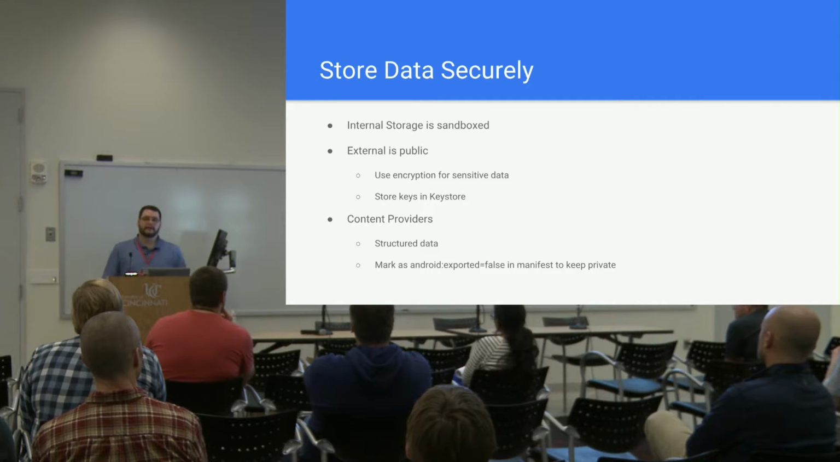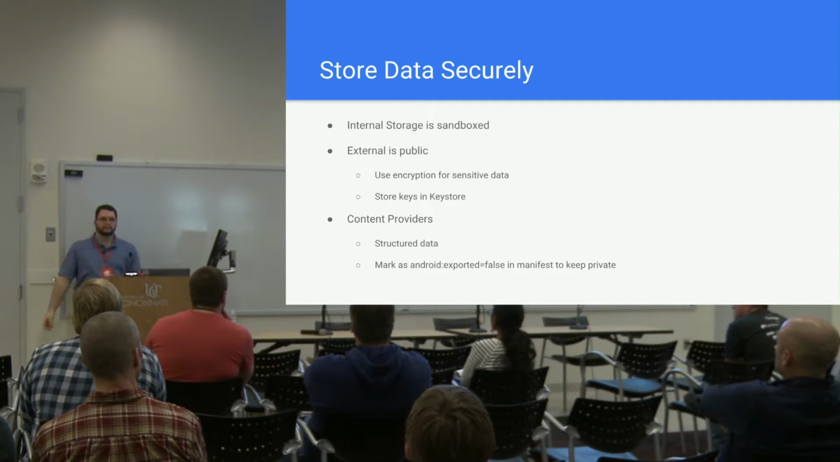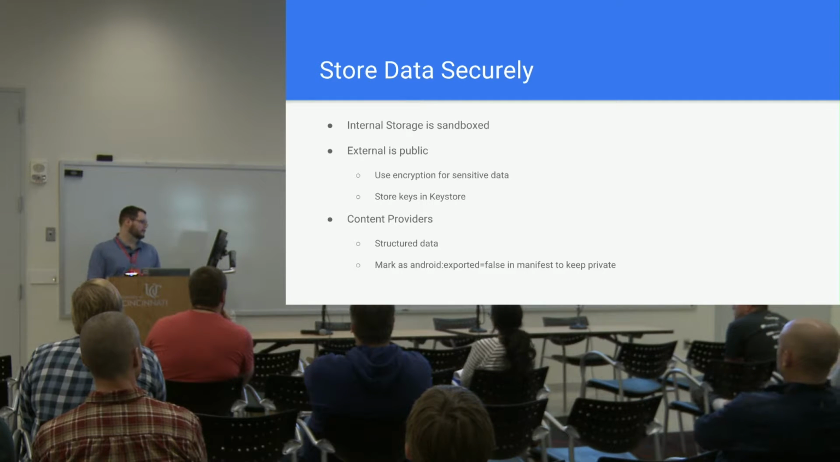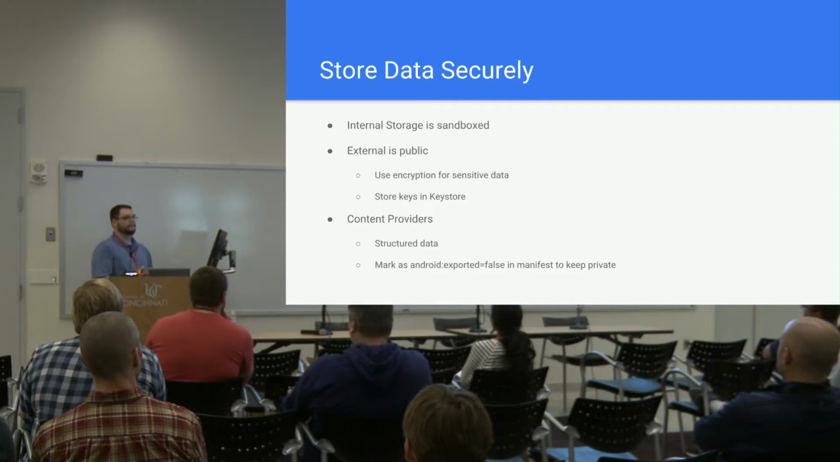For inter-process communication, rather than doing it the old way, which most people don't even know anymore, the proper way is to use content providers, which will give you structured data access either within your own app, or you can use that to allow other apps to have access to that data. If you want to keep it internal to your app, you say android:exported equals false in your manifest, and that'll keep it private to your app.